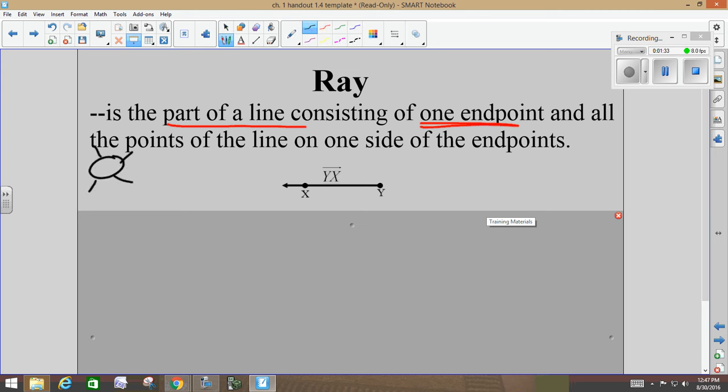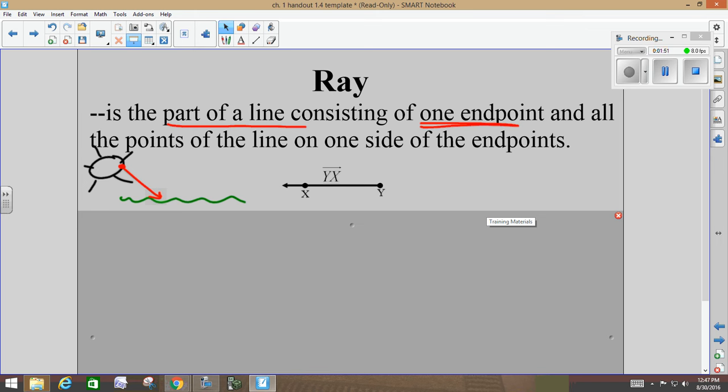When I think of a ray, I think of sun rays. It's supposed to be grass. Start at the sun, and then they go down to the earth. Sun ray has one endpoint. A ray has one endpoint, and then it goes on forever.